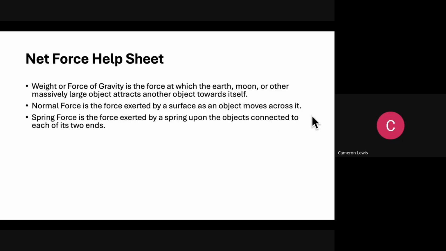Mechanical pencil, spring force. The force exerted by a spring upon the objects connected to it at its two ends. Squeeze, squeeze, squeeze, you let go, it expands. You see it in your mechanical pencil or something with your brakes. It's all the same stuff.